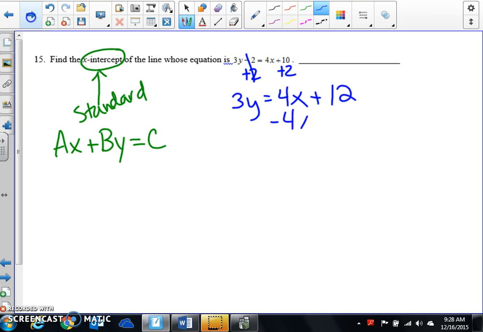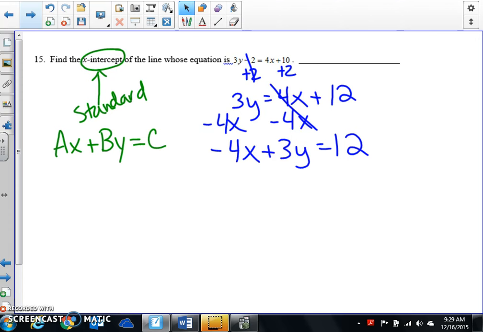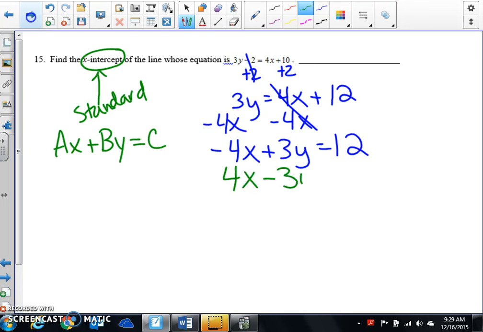And then now I need to subtract 4x on both sides. Negative 4x plus 3y equals 12. It honestly doesn't matter, but just for habit, let's go ahead and put it completely into standard. So remember, in standard, you cannot have fractions and a has to be positive. Right now, a is negative, so all I have to do is multiply everything by negative 1, which is the same as just changing all the signs. So this is now 4x minus 3y equals negative 12.